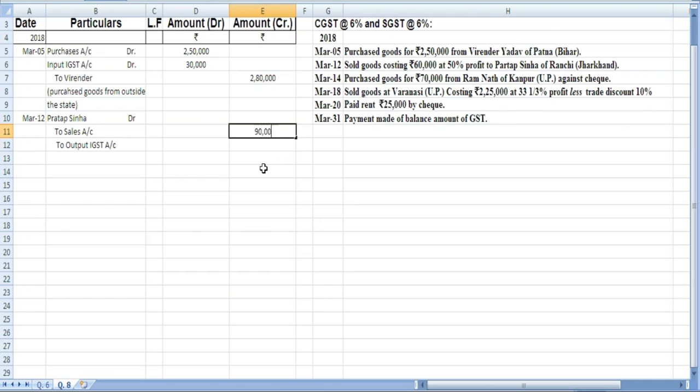That means the sale is for 90,000, and on this 90,000 we are going to charge our IGST, that is 12% of 90,000. So the 12% of 90,000 will be 10,800, and when we add this both, it will be 1,08,000. Narration: goods sold outside the state.